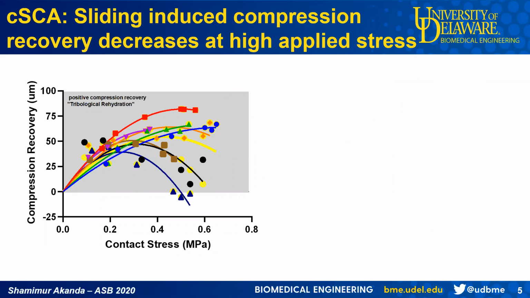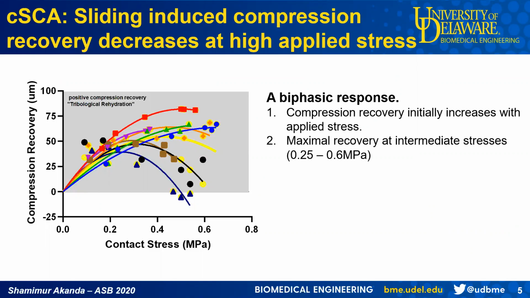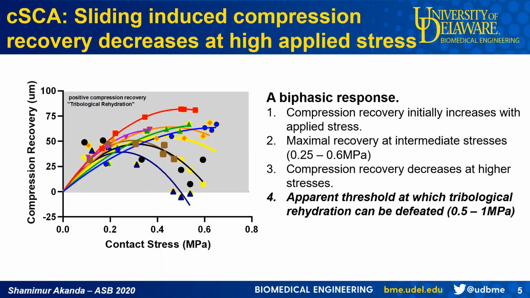Here, this is the compression recovery data against contact stress for all tested samples. We can see a biphasic response. Compression recovery increases with applied stress, with maximal recovery at intermediate stress, and compression recovery decreases at higher stress. So there is an apparent threshold at which tribological rehydration can be defeated.